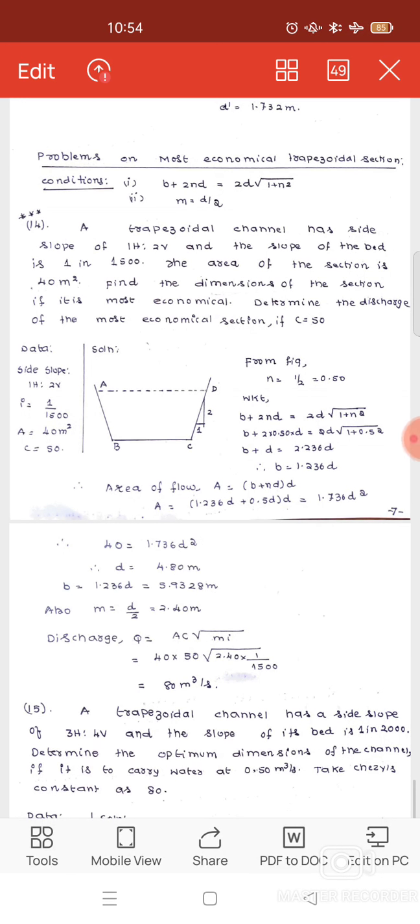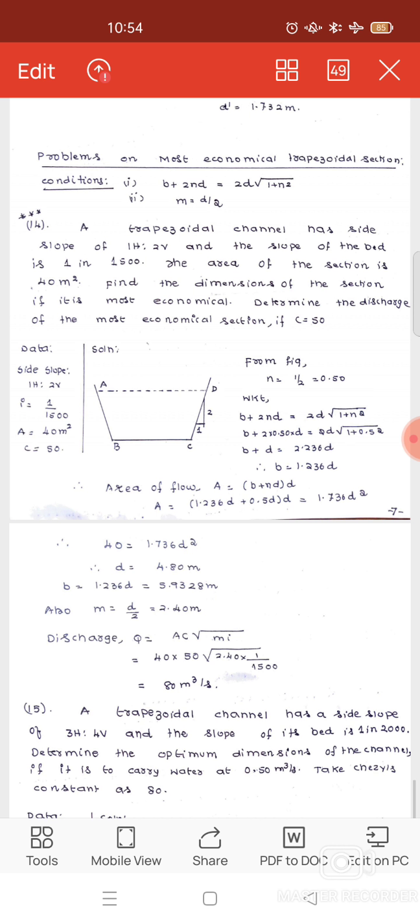Hi everyone. So in this session, it's about the continuation of uniform flow in the most economical section numericals. That is, problems on most economical trapezoidal section. So we should remember, before going to the numericals on the most economical trapezoidal section, there will be three different conditions.